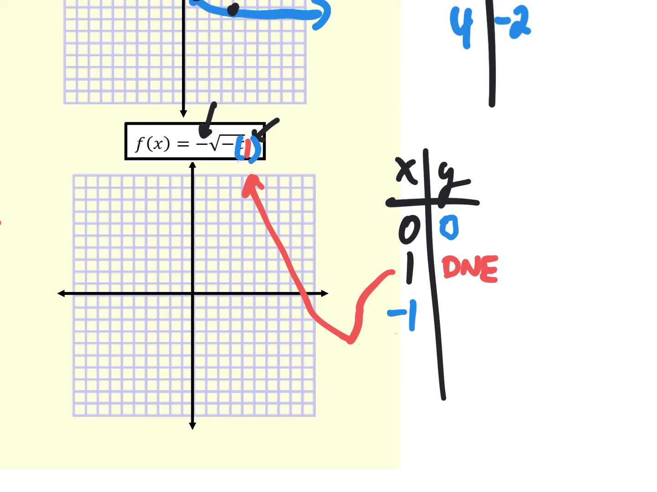All right, so we're going to now put in negative 1. Can that work? Yes, because then I have a negative of a negative. So I have negative of negative 1, and then that makes positive 1, and it's the square root of positive 1, and it's the opposite of that. So that comes out to negative 1.